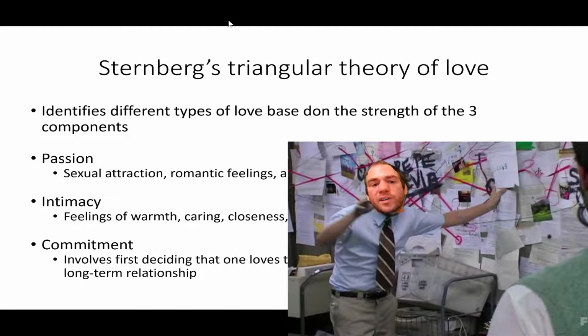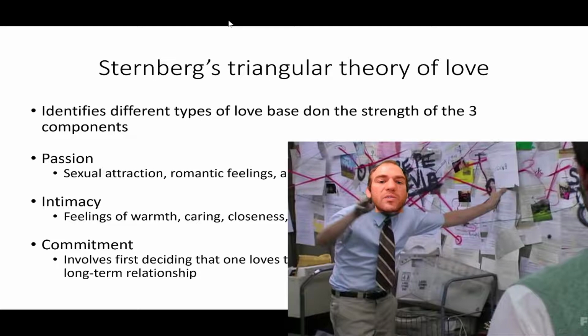This is a classic theory of love in adults. Sternberg identifies different types of love based on the strength of the three components: passion, intimacy, and commitment. Passion: sexual attraction, romantic feelings and excitement. Intimacy: feelings of warmth, caring, closeness, trust, and respect in a relationship. And commitment involves first deciding that one loves the other person and then committing to a long-term relationship.